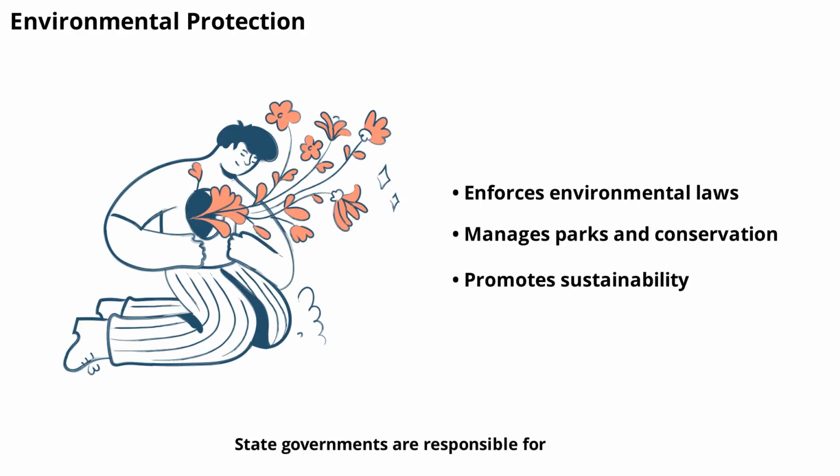State governments are responsible for protecting the environment within their borders. They enforce laws related to air and water quality, manage state parks, and oversee conservation efforts. By regulating pollution and promoting sustainability, states help ensure a healthy environment for current and future generations.